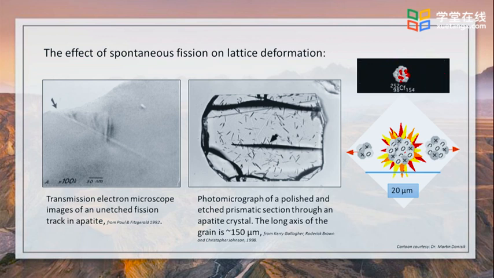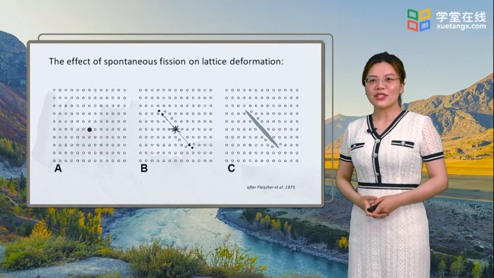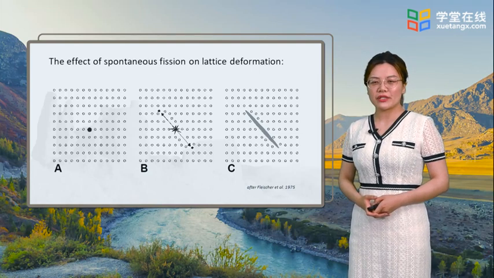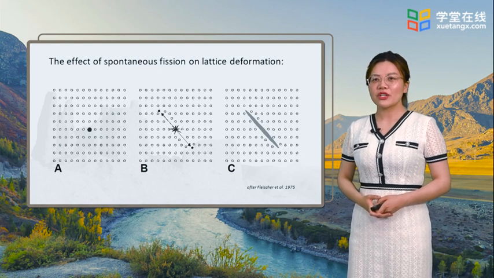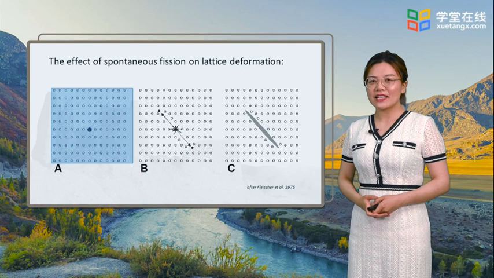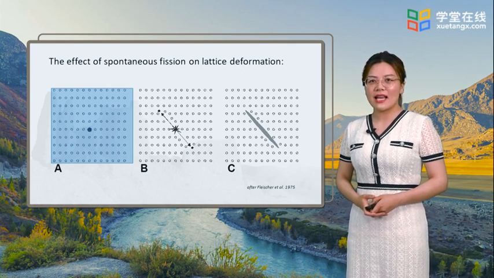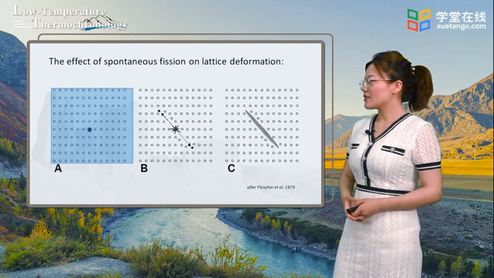So counting the number of spontaneous tracks in a mineral grain gives a quantitative measure of daughter products of fission events. Here is a cartoon representation of the ion spike explosion model and the formation of fission tracks in a mineral. In Part A here, trace amounts of radioactive uranium-238 are present in the crystal lattice, as is shown in the dark circles here.